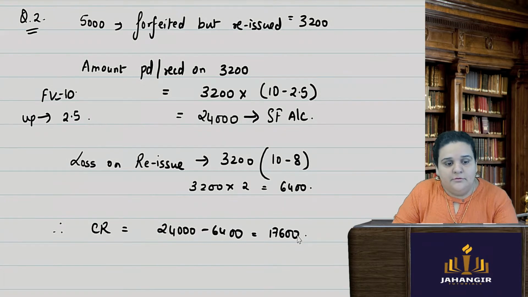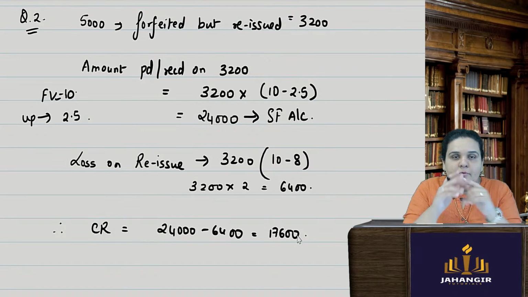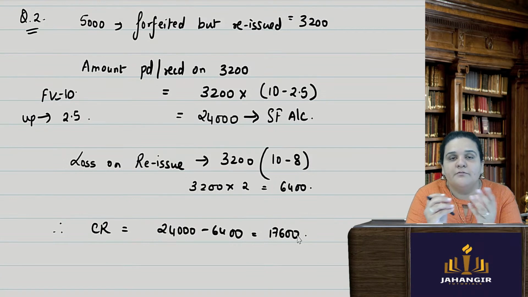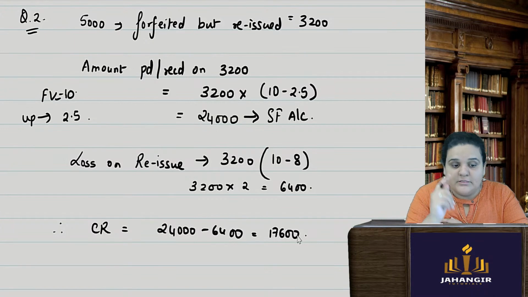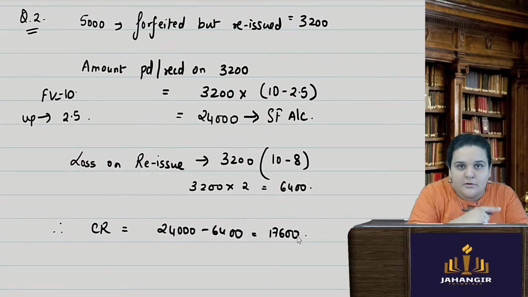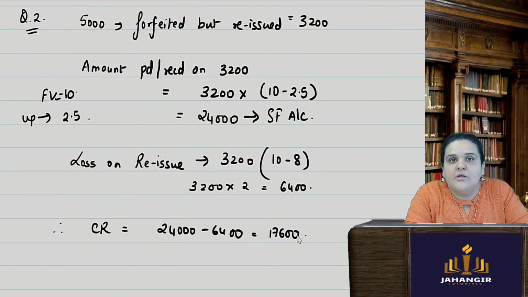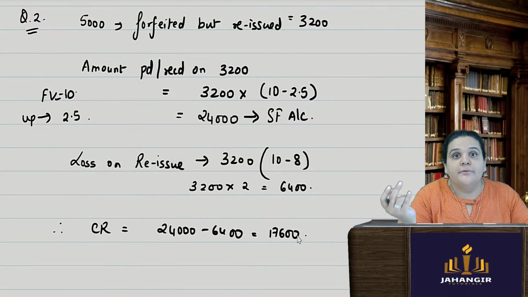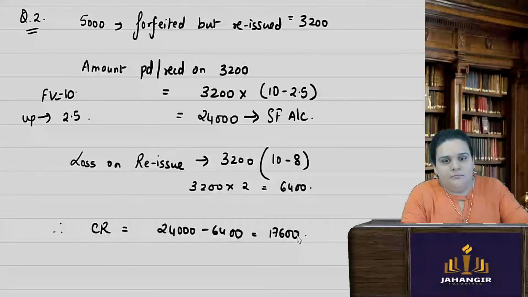I could have done the amount for 5,000 shares forfeited in the share forfeiture, then pro rata. But I'm trying to save your time. I did the working of share forfeiture with the help of the number of shares to be reissued, 3,200, because they are asking me the amount to be transferred to capital reserve. Instead of working out share forfeiture for 5,000, then removing the pro rata and then transferring to capital reserve, I did the working with 3,200 shares, because you do not have so much time in the exams. So I am showing you all this from the MCQ point of view.